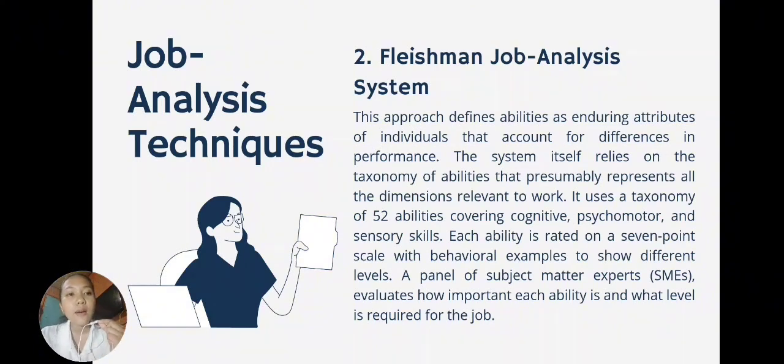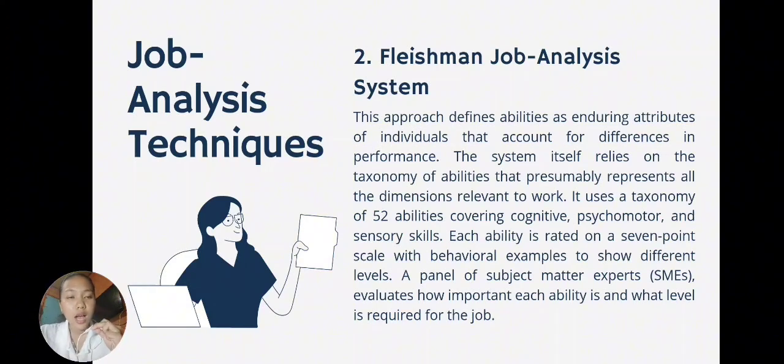So kada ability is naa siya scale from 1 to 7, and then it with examples ani siya on showing what each level looks like. So if ang skill is at naka-rate siya og 1, so that means nga that specific skill is dili kayo siya importante for the job. And then if ang skill kay naka-rate siya og 7, that means that it is very important sa job.